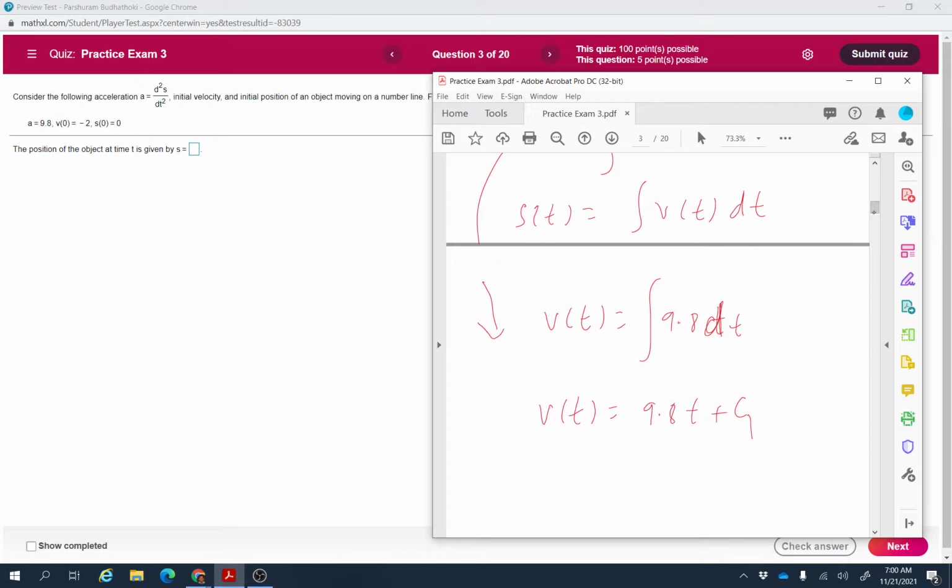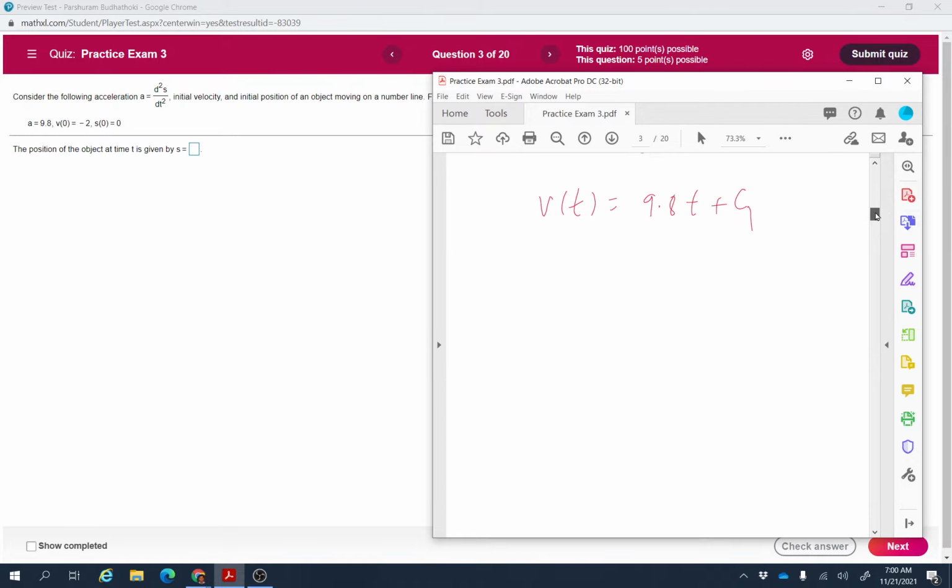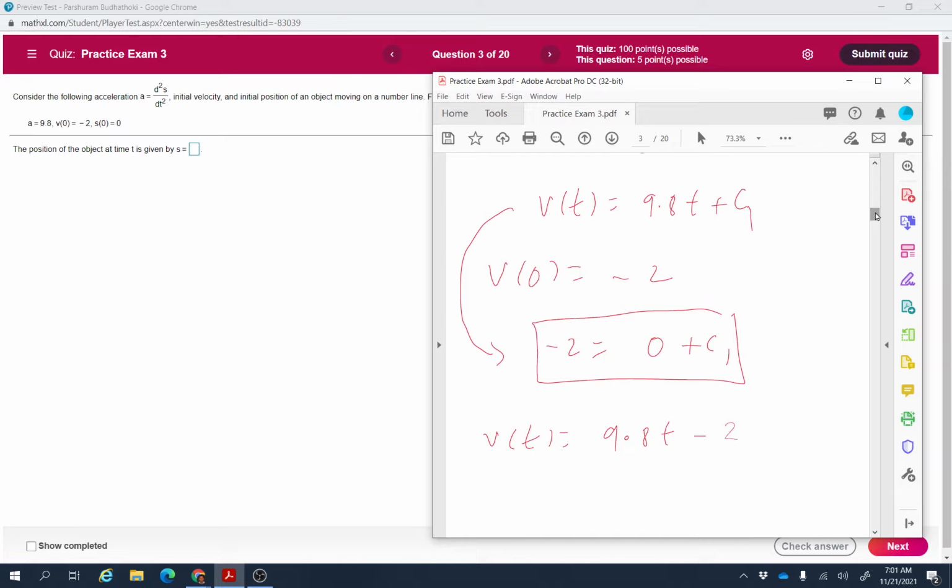Since we have been given a particular value of the velocity at 0, we can use that fact here for finding this constant. Since v of 0 is -2, we can just put -2 on the left side here and t equal to 0 here. That makes 9.8 times t is 0. So that will give us the constant c1. By using this constant, now we can write down the velocity: it is actually 9.8t minus 2.